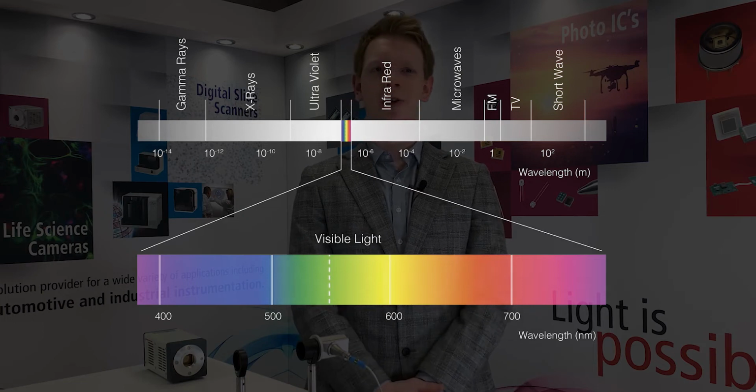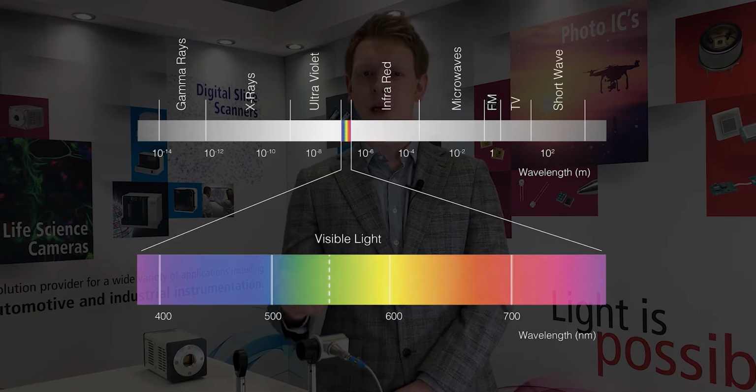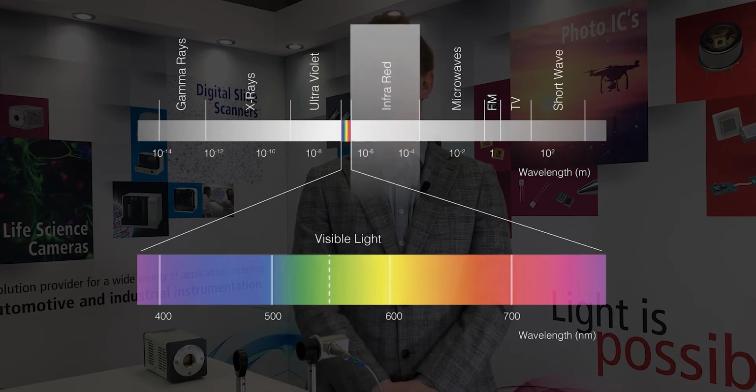Towards the middle of this spectrum, you'll find visible light, a narrow band of colours that can be perceived by the human eye. At wavelengths beyond this, into the near-infrared, the human eye can no longer see this light. It is this near-infrared light, which falls just beyond the boundary of human vision, that will form the basis for this talk.